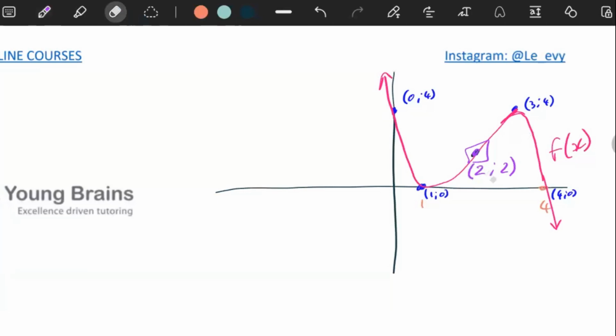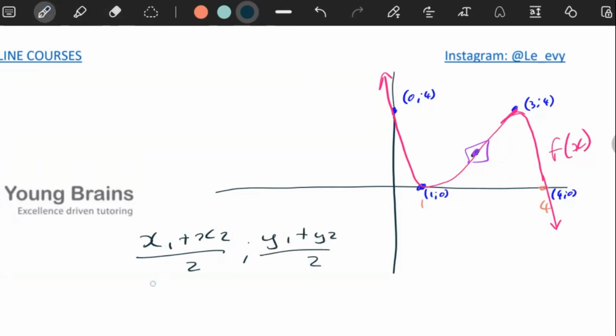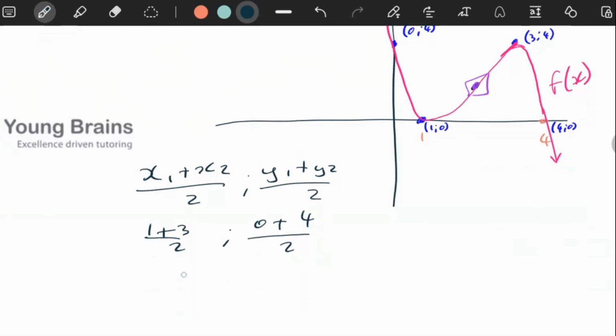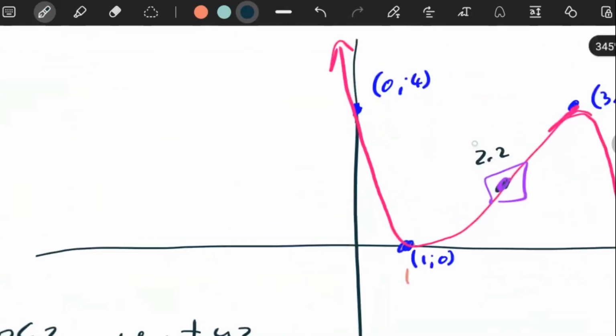No. Yes, I am correct, because, wait, let me just do this properly. So the midpoint of these two, remember, midpoint formula says (x1 plus x2) over 2, (y1 plus y2) over 2. So x1 is a 1, and the other one is a 3. y1 is a 0, the other one is a 4. So here you're going to have 1 plus 3, which is a 4, 4 over 2 as well. Yeah, I think I was just overthinking. So the point of inflection here is (2, 2).